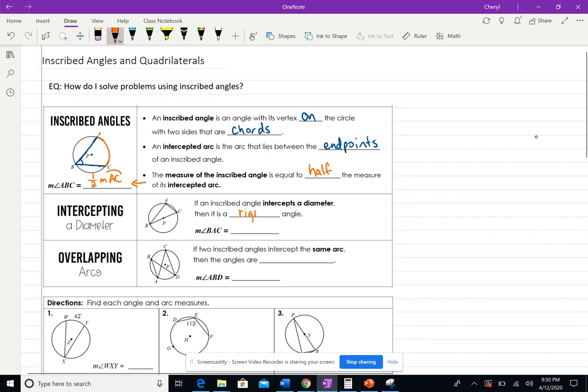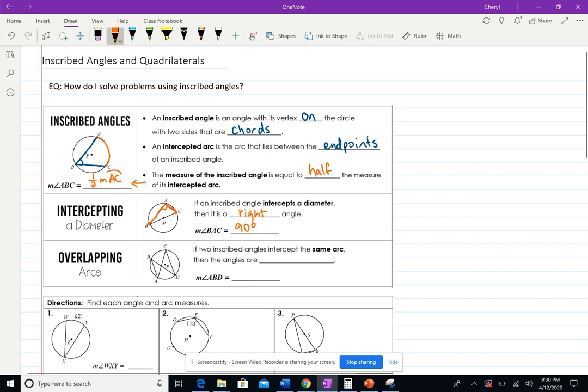And you can kind of see this here. So here we have our angle BAC with its endpoints, endpoint B and endpoint C, lying on the diameter. Okay, and it even looks like it's a right angle. So angle BAC is 90 degrees.